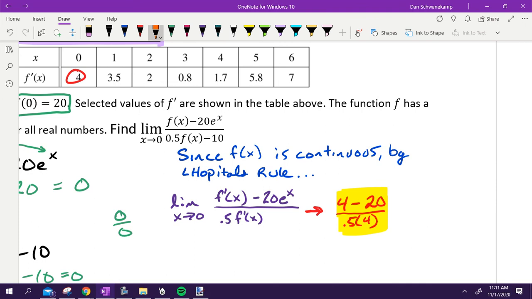4 minus 20 is negative 16. Half of 4 is 2. My answer is negative 8. But you could have left it before we simplified.